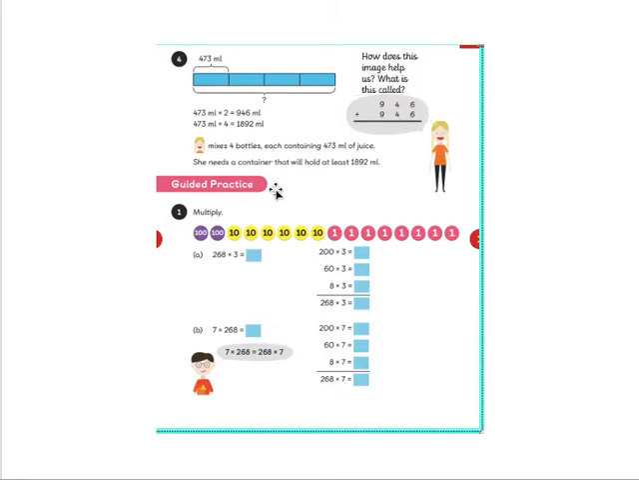So they've used the answer we got from multiplying by 2, doubled it to give us the final answer. So Betty mixes 4 bottles, each containing 473 millilitres of juice. She needs a container that will hold at least 1,892 millilitres.